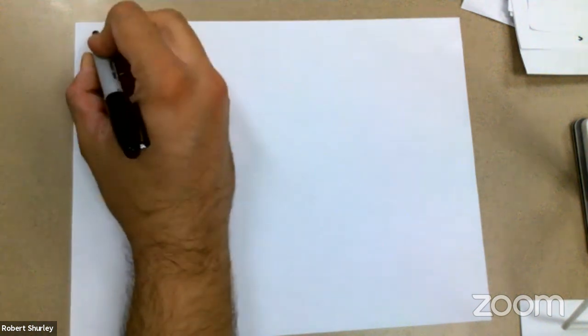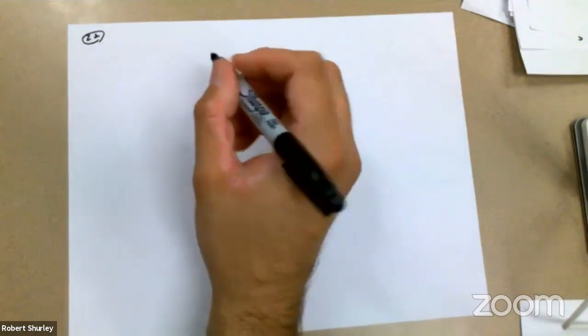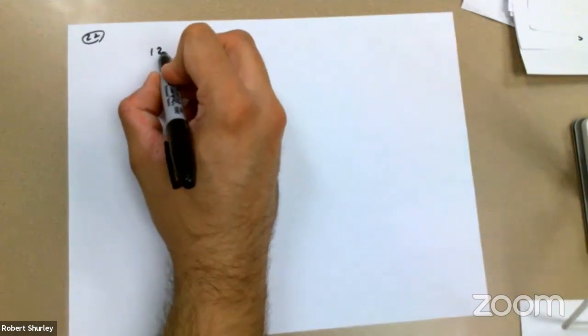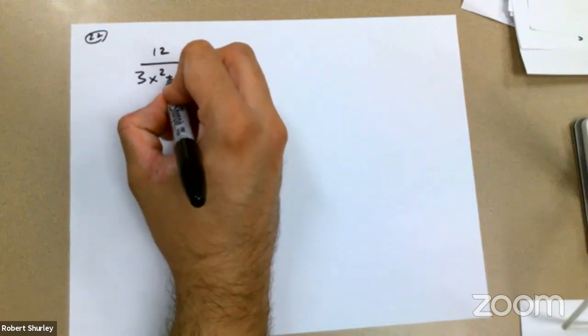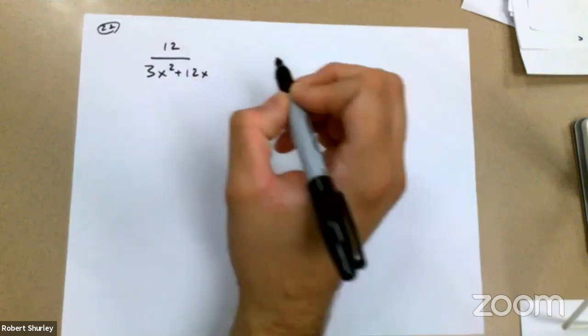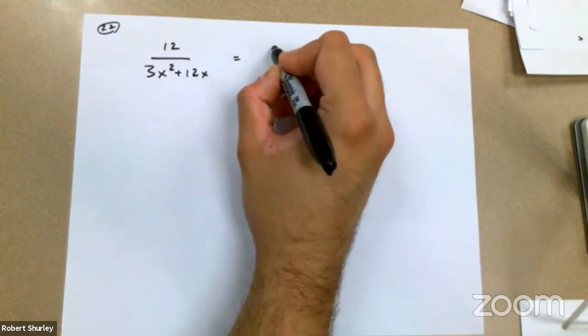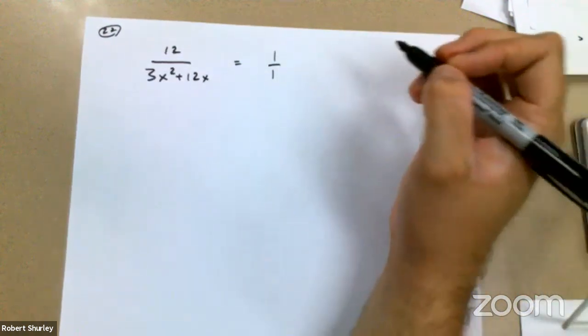So really from here on out, those are going to be the steps. You're going to factor the denominators completely and then just get the LCD and go forward. Okay. So if we look at 22, it'll be the same kind of thing. This is 22. We've got 12 over 3x squared plus 12x equals 1. Now I'm going to write it as 1 over 1 because we're doing fractions.